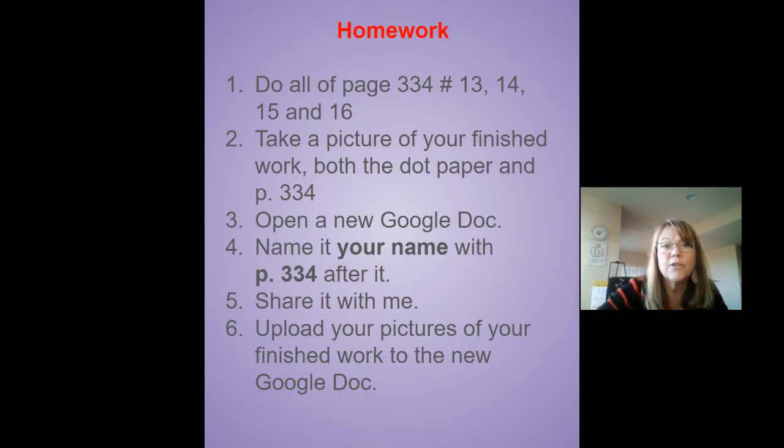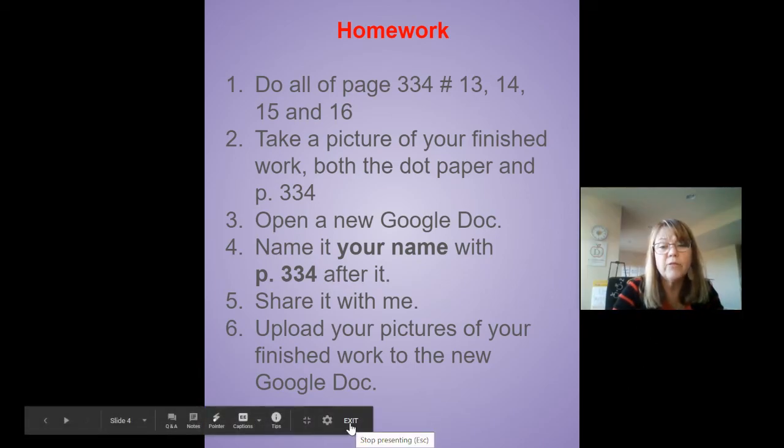All right. So your homework. Do page 334, 13, 14, 15, and 16. Take a picture of your finished work. You won't need dot paper for this one, but you can just do it right on your math sheet. Open a new Google Doc, name it with your name, and share it with me. Have a good one. I hope those hints help you out a lot.